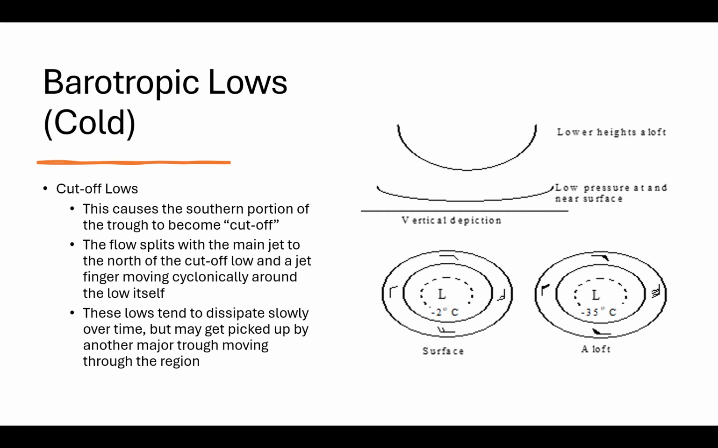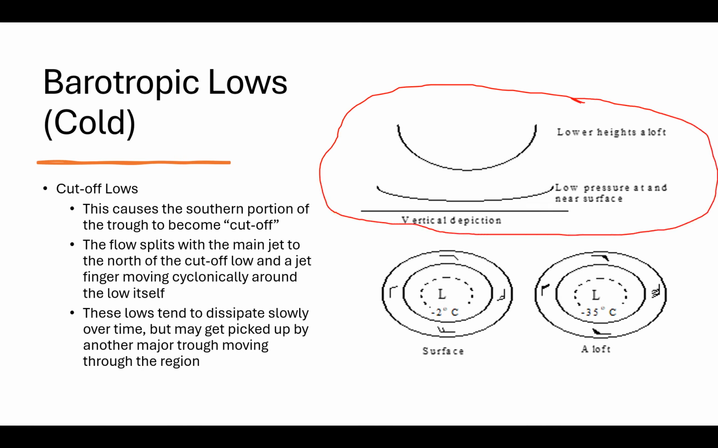So we look at some of the diagrams here on the right. What you have in the top diagram we're showing in the vertical is you have lower heights aloft, which makes a lot of sense, right? Because this air is colder, right? This is a cold core barotropic low. It's a cutoff low. So with colder air aloft, it's going to cause lower heights because it's more dense. The cold air is more dense. So it's going to result in lowering of the upper level heights.